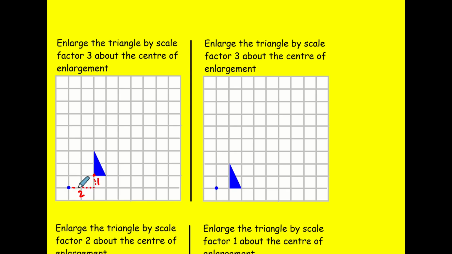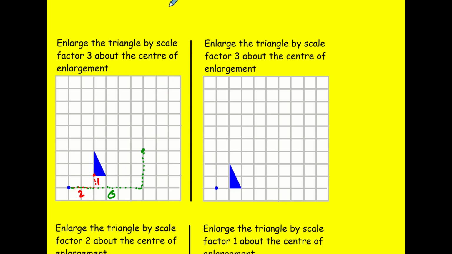So 2 times 3 is 6. I'm going to start from the center of enlargement again and now go along 6. So there we go. If I enlarge it, instead of going along 2, I'm going to be going along 6. And instead of going up by 1, I'm going to times that by 3, and I'm going to go up by 3. So there we have it. This is my new point.